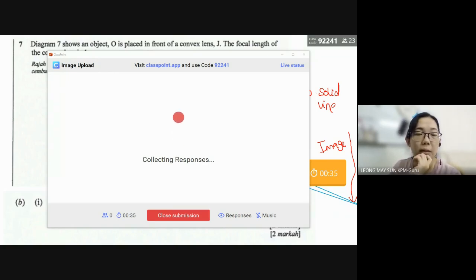Just a reminder, questions number 9, 10, and 11 have to be answered on the test pad. Don't answer on the question paper. I'm not going to mark the question paper. Only questions number 1 to 8, I will mark on the booklet. 9, 10, and 11, test pad.